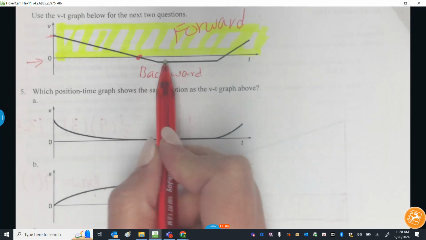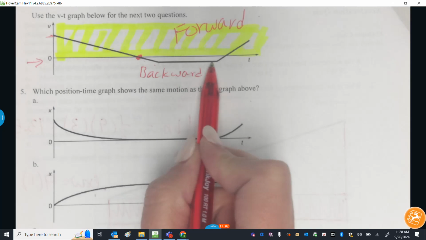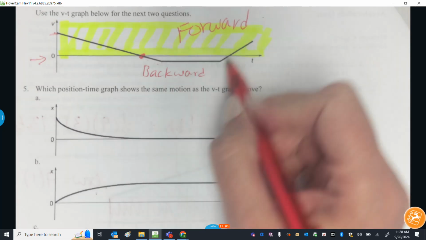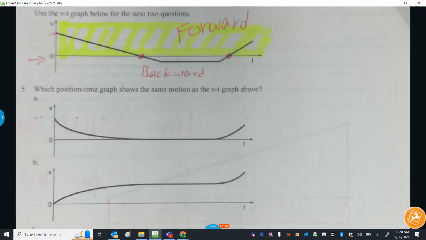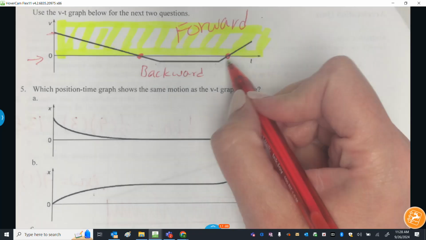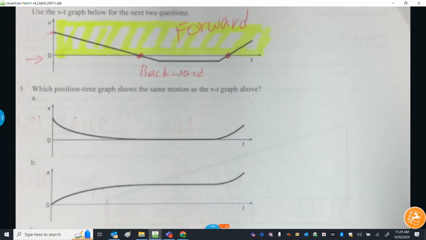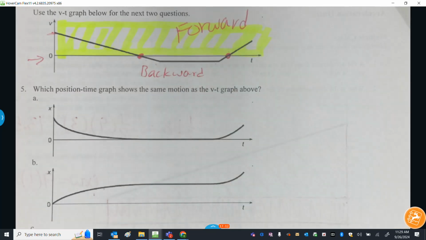Okay, and we speed up backward until we get to this faster velocity. Again, there's no numbers here, but then we stay at a constant backward velocity before, again, slowing down to a stop right there, and then turning around again to speed up in the other direction. Okay, so we're looking for that same type of motion on an XT graph.